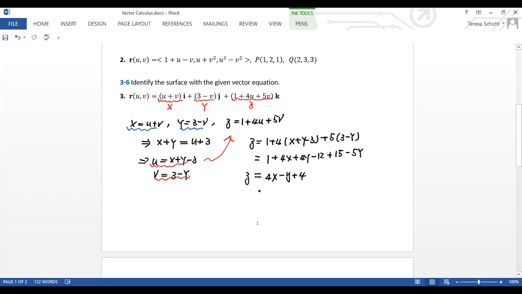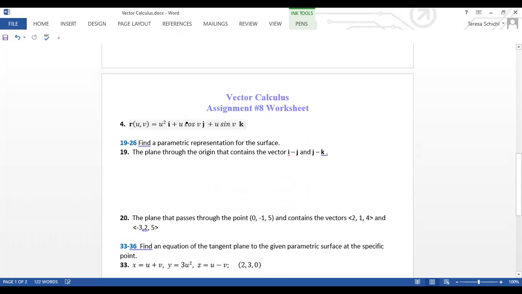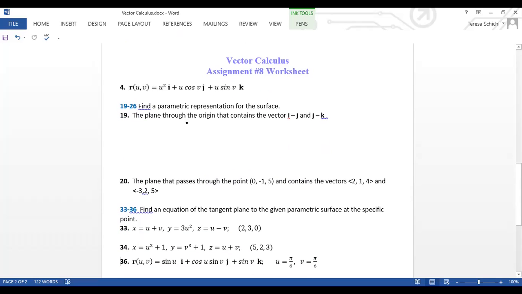So I can rewrite this as 4x minus y minus z equals negative 4. So what is this surface here? This surface is a plane, right? Okay, so that is how we identify what type of surface is given by these parametric equations. Okay, so the next problem I want to take a look at is number 19 here.